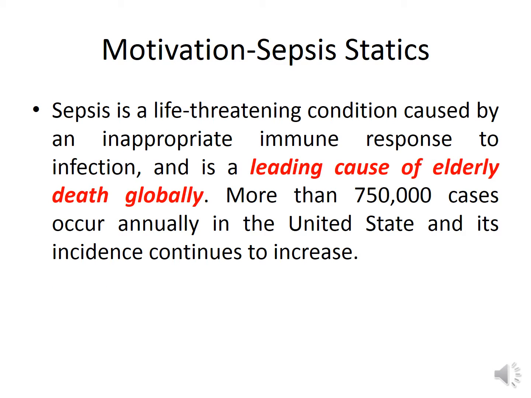Sepsis is a life-threatening condition caused by an inappropriate immune response to infection. It is a leading cause of elderly deaths globally, and more than 750,000 cases occur annually in the United States, and the incidence continues to increase. From these statistics, we can see that sepsis is very common in the elderly and very important for us to cover.